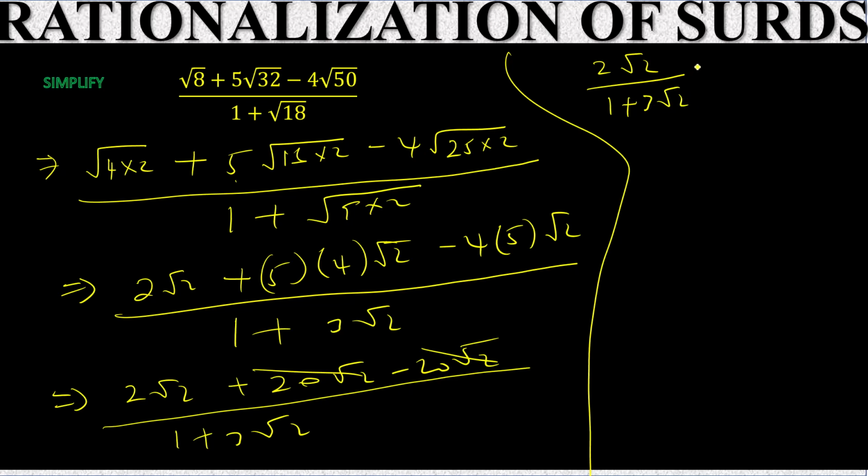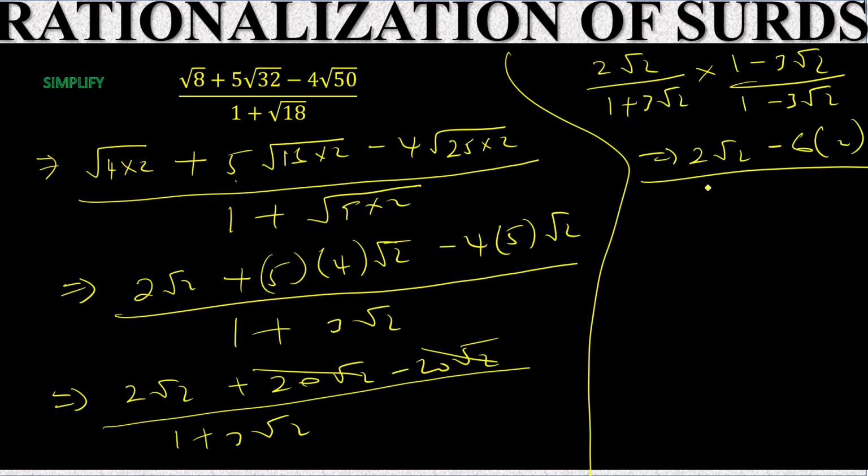So let's move on. Having finished, we can multiply both the numerator and denominator by the conjugate. So the numerator will be 2 root 2 times 1 minus 3 root 2, so it's 2 root 2 minus 6 times 2. And the denominator is a difference of two squares, so we have 1 squared minus 3 root 2 all squared. So we have 2 root 2 minus 12.